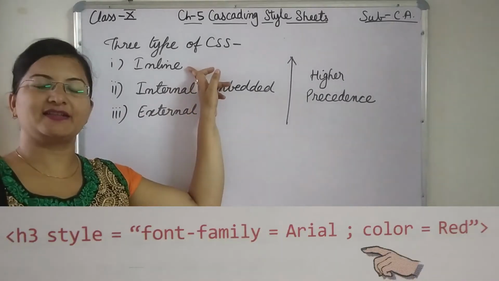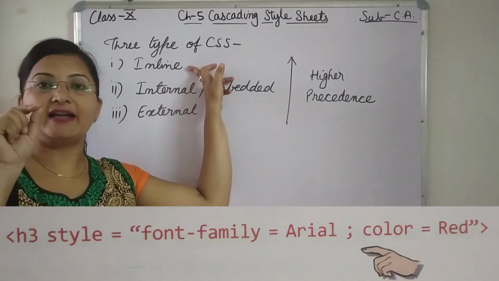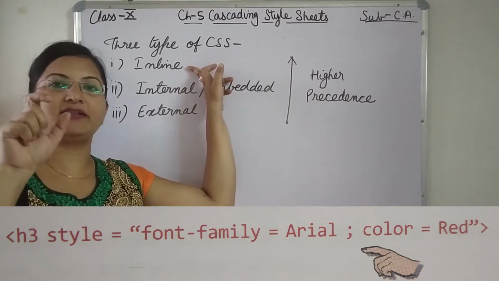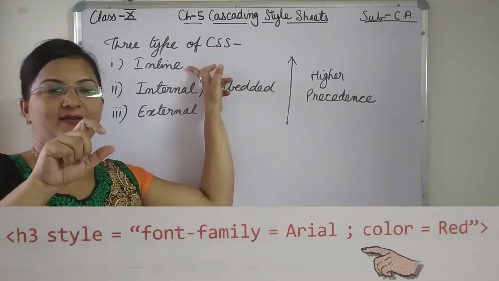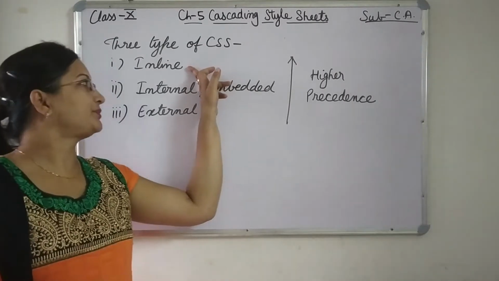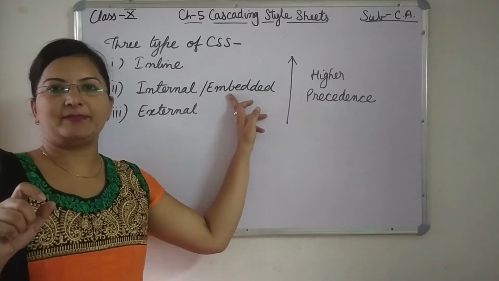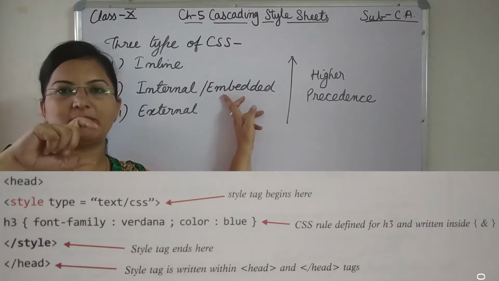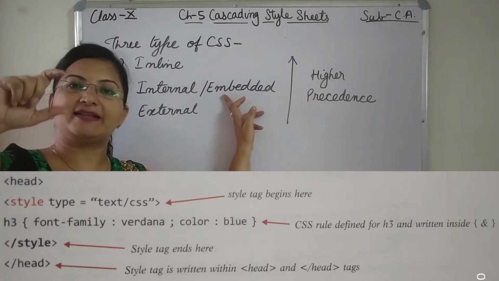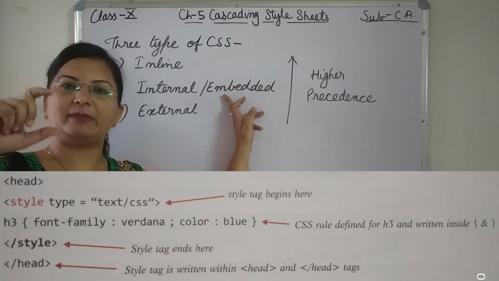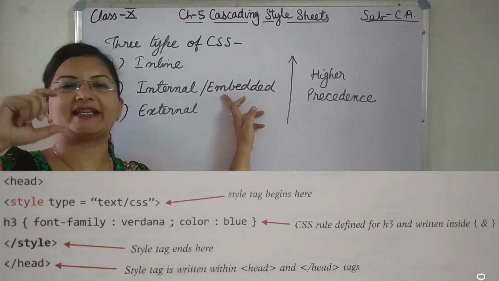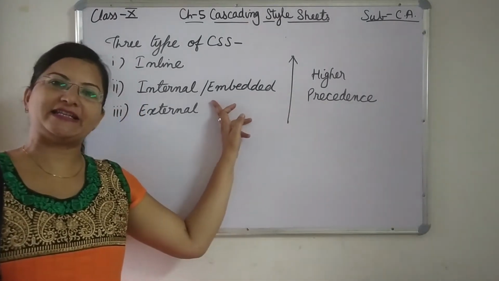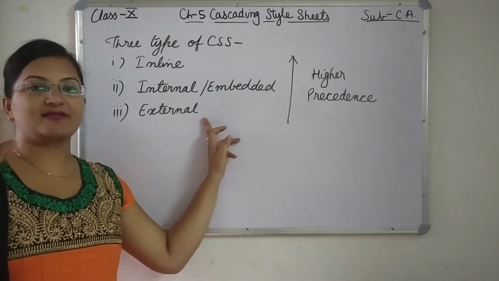Inline style sheet is written in style attribute, and style attribute is written inside the tags, HTML tags. Okay, that is why it is known as inline. Then internal and embedded. Internal means the CSS will be inside HTML document only, but it will be inside head section. The CSS will be embedded inside head section, and that is known as embedded style sheet or internal style sheet.